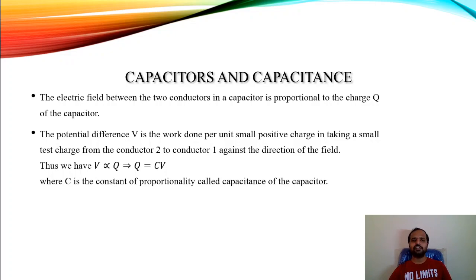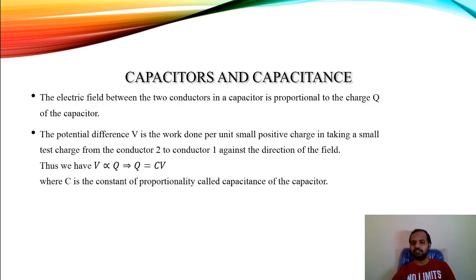Now to define this potential difference between the two plates, we are going to define it as the work done per unit small positive charge. That is, work done per unit positive test charge, which is very small, and we are trying to move it from one plate to another plate or one conductor to another conductor, and it should be done in the direction opposite to the direction of the field which exists between the two conductors. Then we can say that the potential difference V is proportional to Q, and hence Q will be equal to C into V. Now here the constant of proportionality which we have taken, C, is called the capacitance of a capacitor.